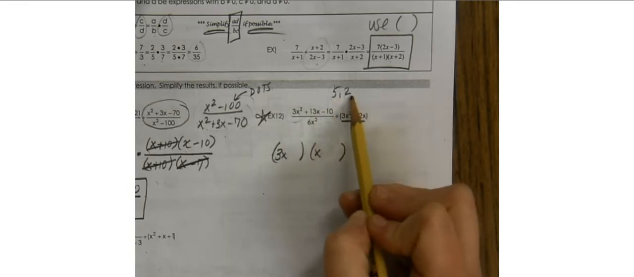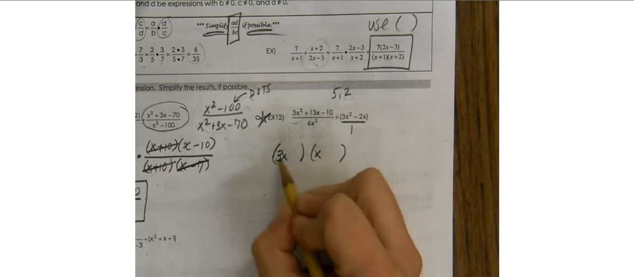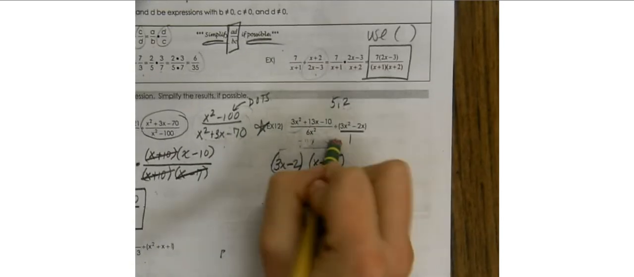And I know that 13 is 2 away from 15, so I'm going to try that first by putting 5 on the outside and 2 on the inside, and I'm going to check the outsiders and the insiders. 3x times 5 is 15x, and 2 times x is 2x, and I want a positive 13x, so if I were to make 2 negative, 15x minus 2x would give me my 13x. So that means I need my 5 to be positive and my 2 to be negative, and I believe that's going to be my factorization.